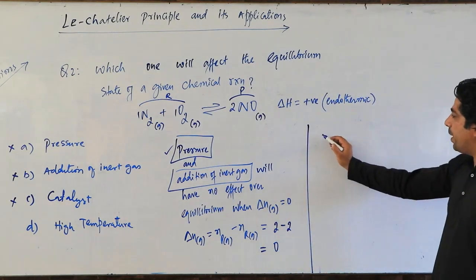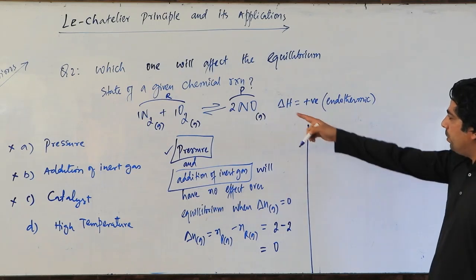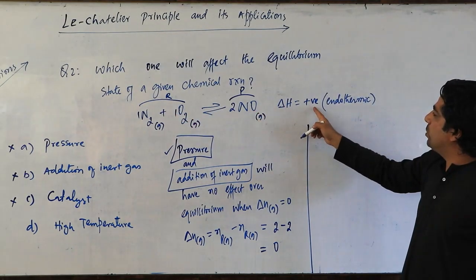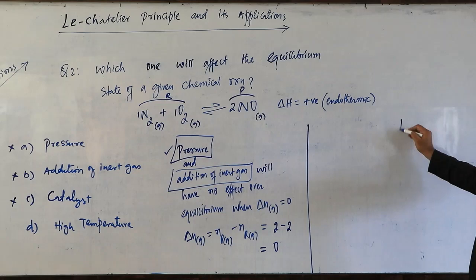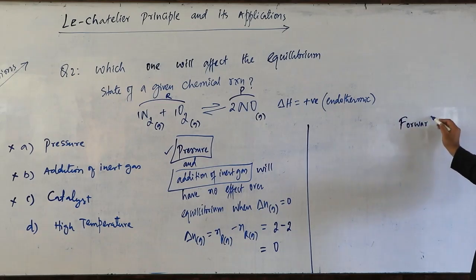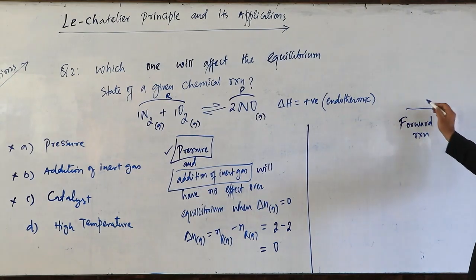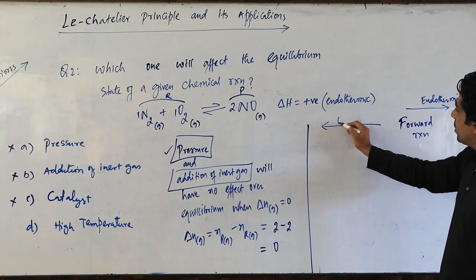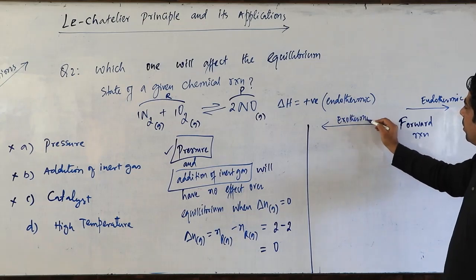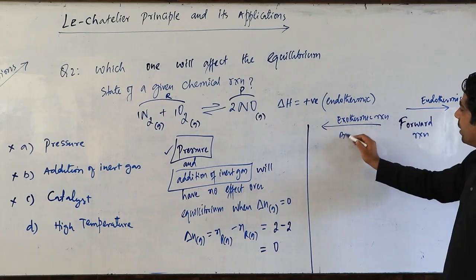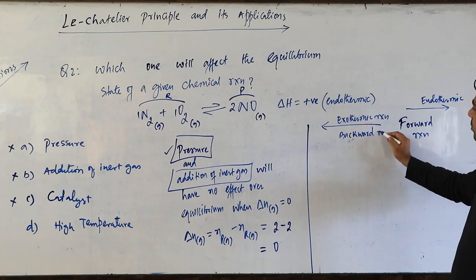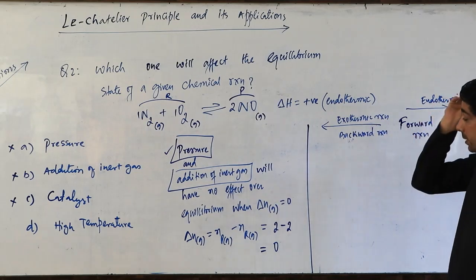So my dear friends, with respect to high temperature, first of all let us write down it as forward and backward. We know that if you look at this reaction, delta H is positive, that means it's for forward reaction. So forward reaction is endothermic. Forward reaction is endothermic. So obviously the backward reaction will be exothermic. So backward reaction. So let us go here, my dear friends, and understand it.